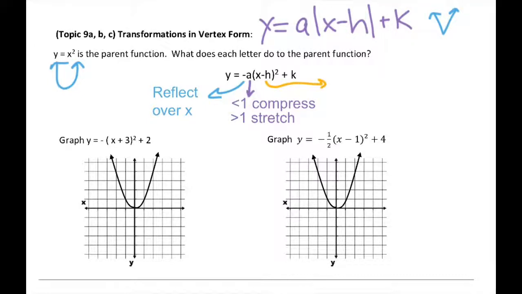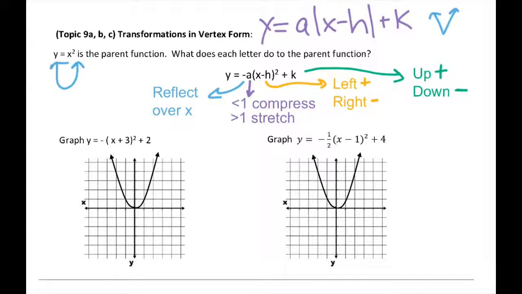H sort of behaves funky. It can shift our function left to right, and it's going to be left if you see x plus something, and it's going to be right if you see x minus something. So it's kind of that weird backwards thing. And lastly, k. K moves up or down, and it's up with a plus, down with a minus. So that one behaves sort of what you'd expect.